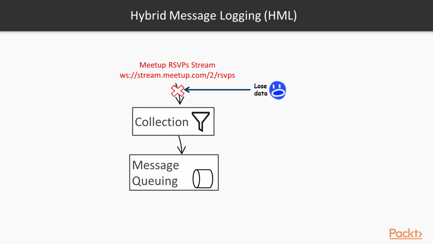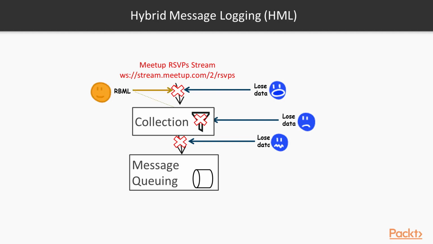For example, an RSVP can be lost while it is received in the collection tier, or when we send it to the message queuing tier, or inside the collection tier during some specific business logic. So we have identified 3 points of losing data, but how can we deal with this problem?